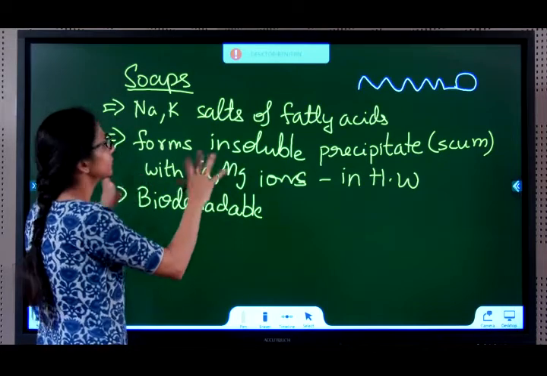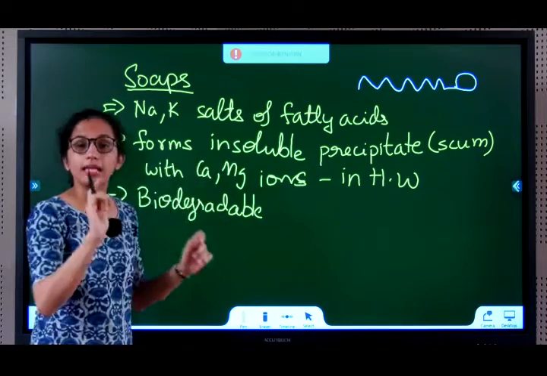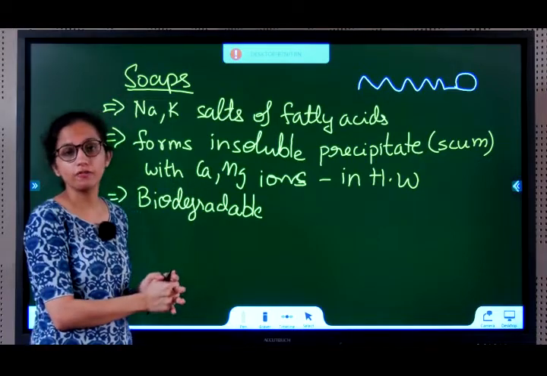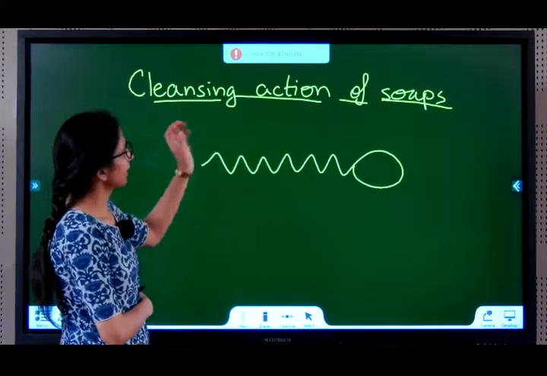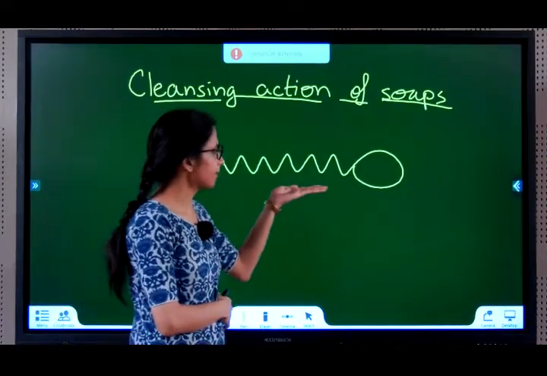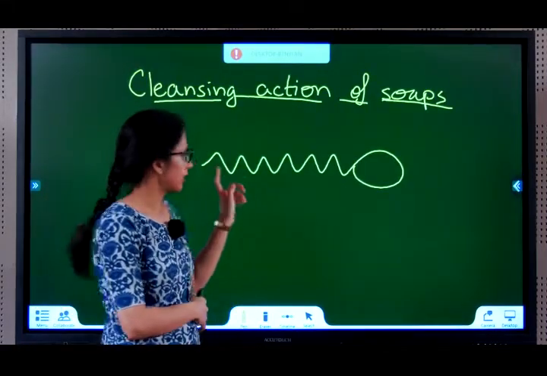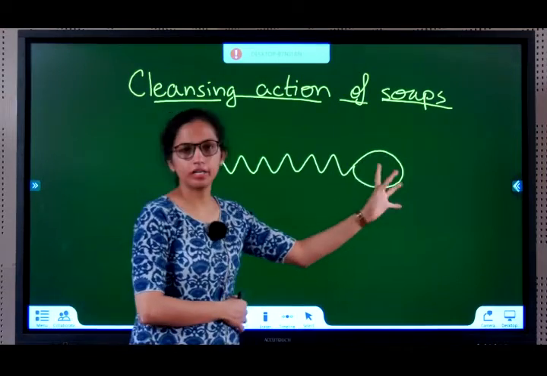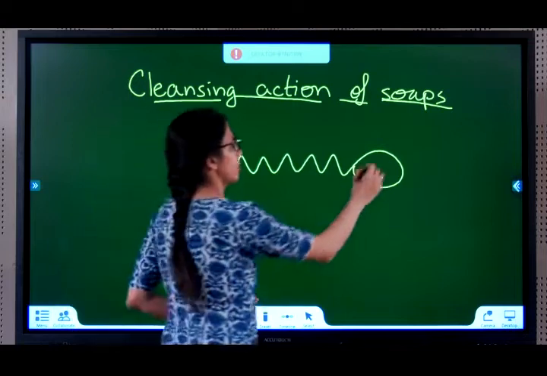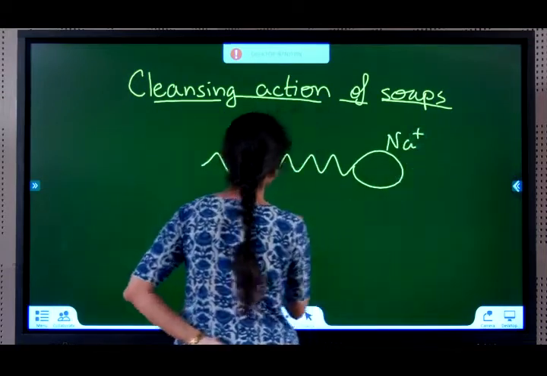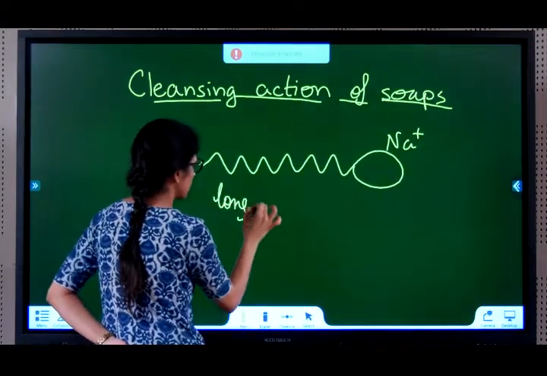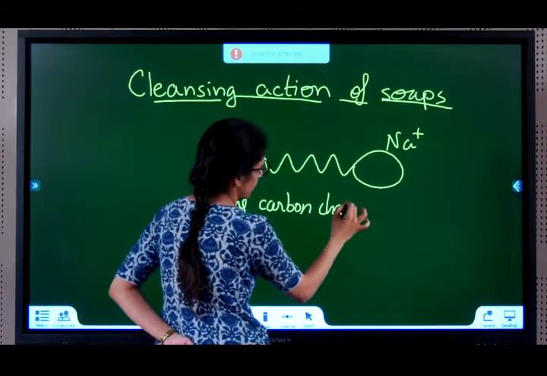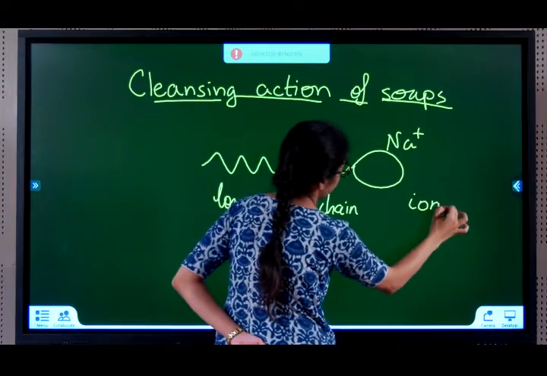Now we understood something about what soap is. Let's see how they work. The next topic we'll be studying is the cleansing action of soaps. So this is a soap molecule. This is nothing but a long carbon chain, and this is your ionic part that usually has sodium or potassium. This is the long carbon chain, and this here is the ionic part.